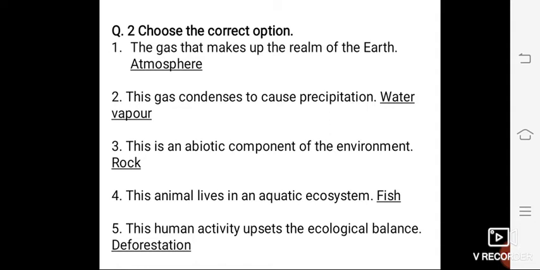Second, this gas condenses to cause precipitation. Which one gas? Oxygen, ozone or water vapor? What will be the correct answer? The answer is water vapor.